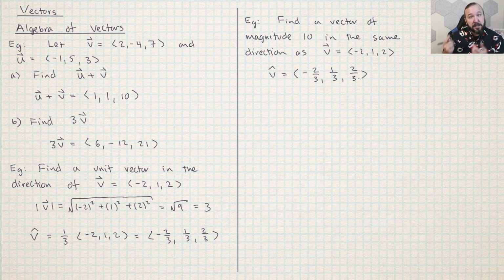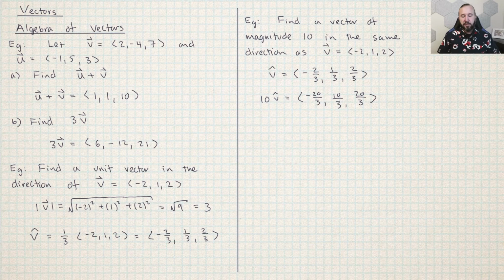So now I've got a vector that's length 1, and what I really want is for it to have length 10. It's real easy to scale something from length 1 up to length 10: you just rescale it by a factor of 10. So now 10 times v hat is going to be, I'm just going to multiply all of these by 10, so -20/3, 10/3, 20/3. So I've done it. I found a new vector that points in the same direction as v, but now it has magnitude 10.